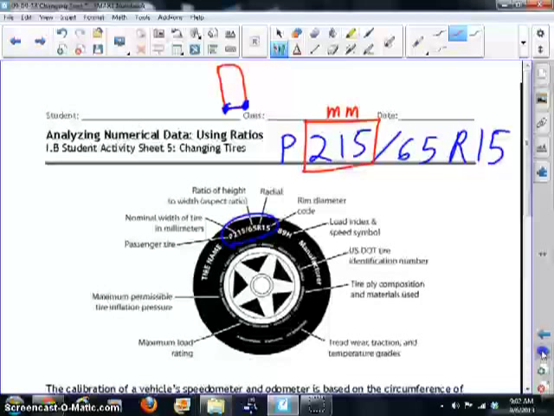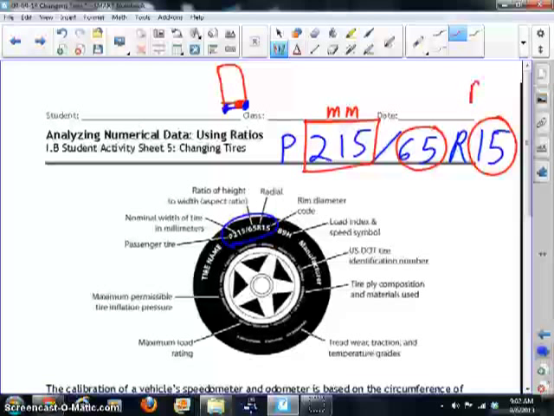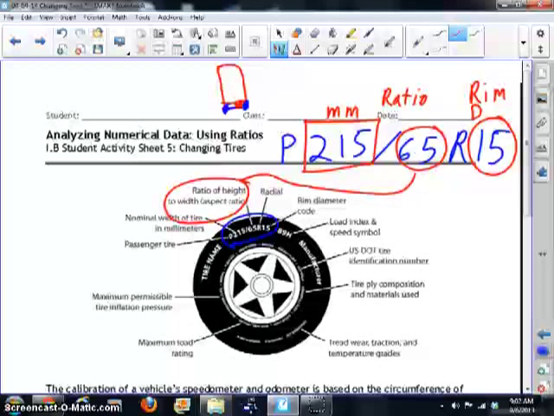That's in millimeters. This stands for the tire height percentage. This is the ratio of height to width of the tire. So 65% of the tire height is the width, and we'll talk about that in a few minutes. And then this 15 stands for the rim height, the rim diameter. So, the ratio of height to width is the aspect ratio, 65%. So instead of talking about aspect ratios of 4:3, now we're talking about percentage-wise.